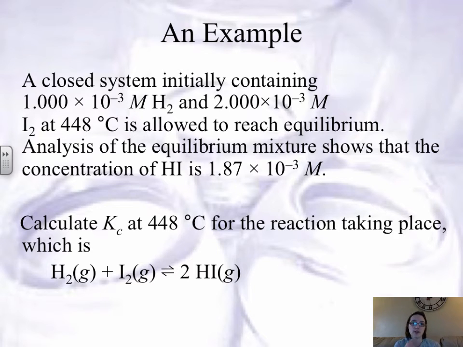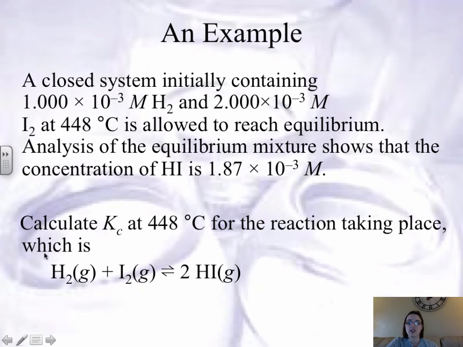So in this example, we have a closed system. Remember, closed system is important because we don't want any reactants or products to leave. Initially, it contains 1 times 10 to the negative third molar of H2 and 2 times 10 to the negative third molar of I2, at 448 degrees Celsius, and it's allowed to reach equilibrium. And then it tells us that analysis of the equilibrium mixture shows that the concentration of HI is 1.87 times 10 to the negative third. So at equilibrium, we know how much HI we have.